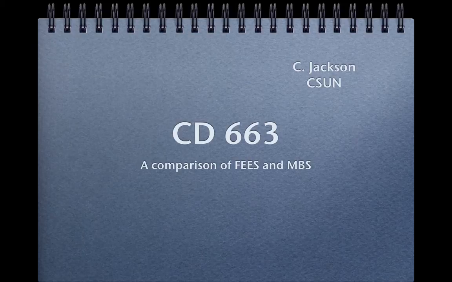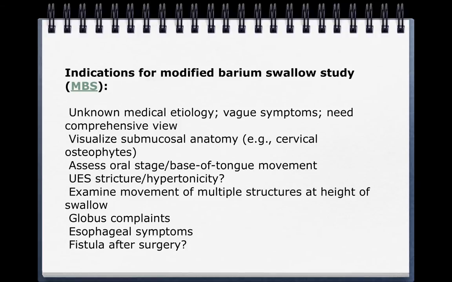This lecture for CD 663 is a brief comparison of two methods of instrumental assessment that we have just gone over in this class, and that would be FEES versus MBS, or the flexible endoscopic evaluation of swallowing versus modified barium swallow. And I'm just going to briefly discuss when you would want to use these different types of assessment procedures. So let's begin with the kind of study that we're probably more familiar with.